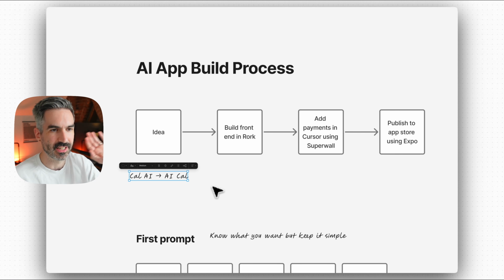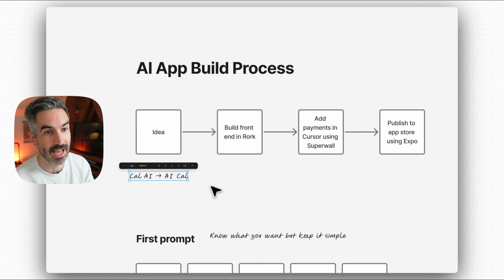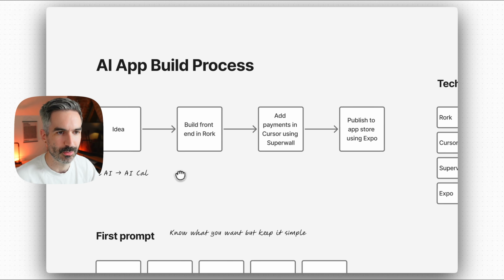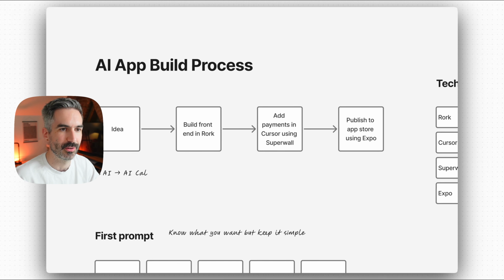Now I'm sure there's a ton of apps out there that do this, but really it's just a way of showing you that you're identifying a pain point and then you create an app to solve that pain point with AI. And I thought the Cal AI to AI Cal was a little bit of a fun naming twist there, so I've just gone with that.